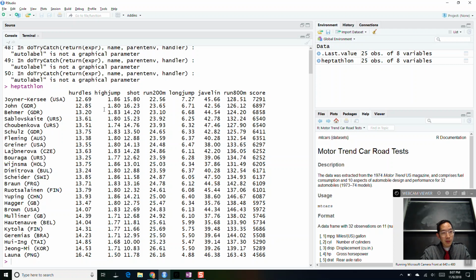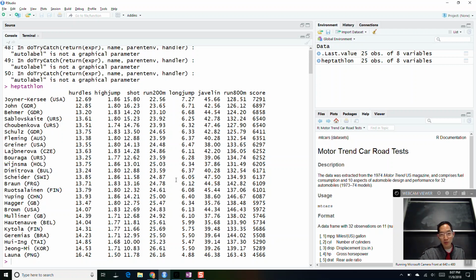We're going to have to reverse some of these, the hurdles, the 200-meter run and the 800-meter run, because in all of the other events, higher numbers are better. High jump, you want to jump higher. Shot put, you want to throw it farther. Long jump, you want to jump farther. Javelin, you want to throw it farther, right? But for the hurdles and the runs, you want smaller times.